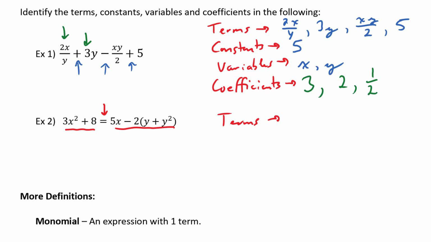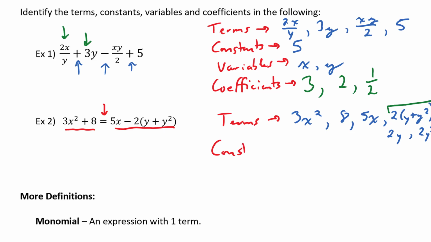I have 3x squared. I have 8. I have 5x. And then I have right here 2y plus y squared. Notice this 2 would be applied to both of those values. So this is one large term. This would then be separated into 2y and 2y squared. For now, the 2 and the y squared are grouped together. This is one large term. I would then distribute the 2 to both those terms inside the brackets, and then those become 2 separate terms.